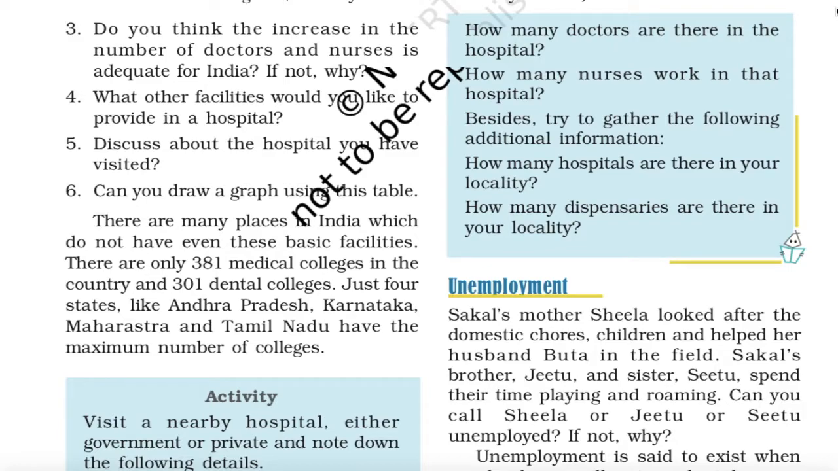There are many places in India which do not have even these basic facilities. There are only 381 medical colleges in the country and 301 dental colleges. Just 4 states like Andhra Pradesh, Karnataka, Maharashtra and Tamil Nadu have the maximum number of colleges.